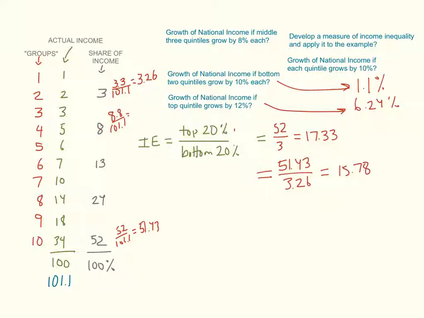So if we focus on the bottom 40%, national income is going to go up by 1.1%. That's good. And income inequality is going to improve. It's going to go from 17.33 to 15.78. So income will be more equally distributed now than it was before. All right, so let's just remember that. So again, this one goes 1.1, that goes with this number here.